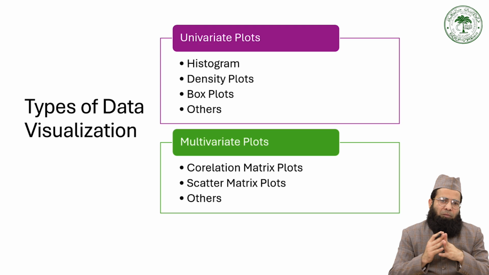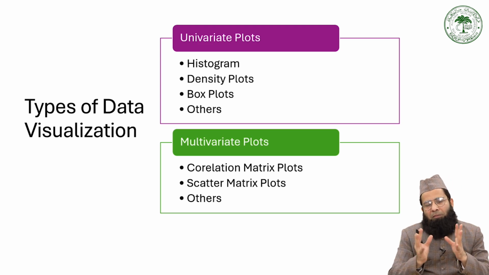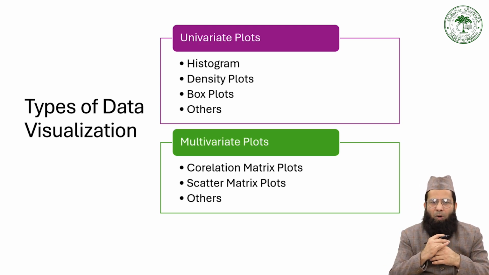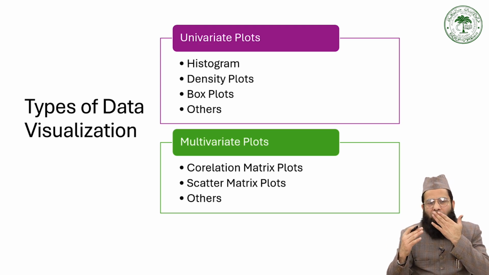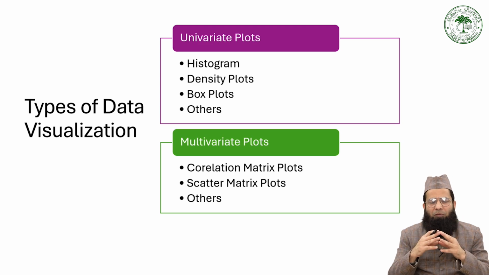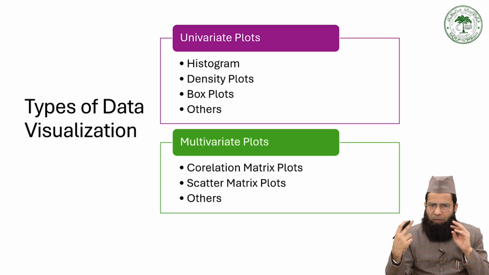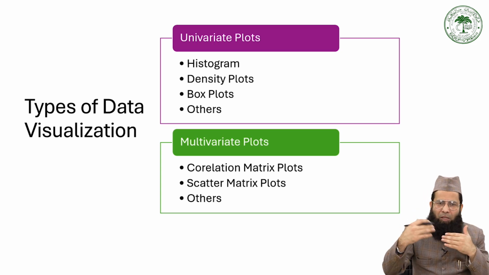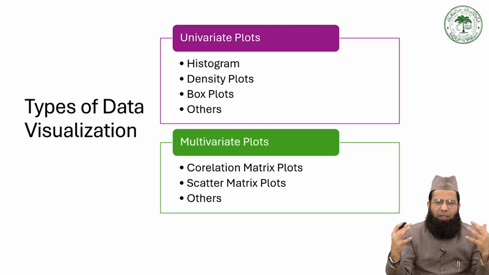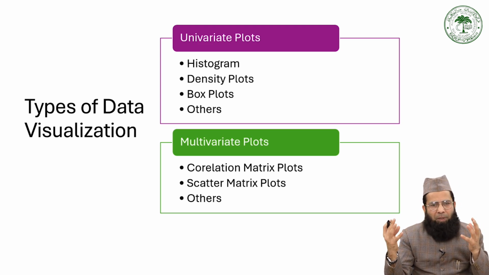We can divide data visualization into two categories: univariate plots such as histogram, density plots, box plots and others, and multivariate plots such as correlation matrix, scatter matrix and so on. Univariate plots visualize data with only one variable at a time. Let's say I want to plot the age of a particular data set, such as the diabetes prediction data set.